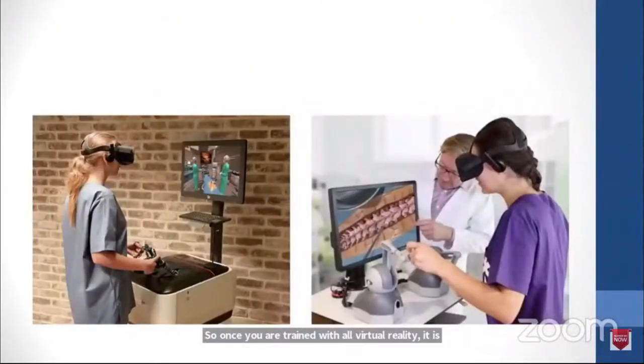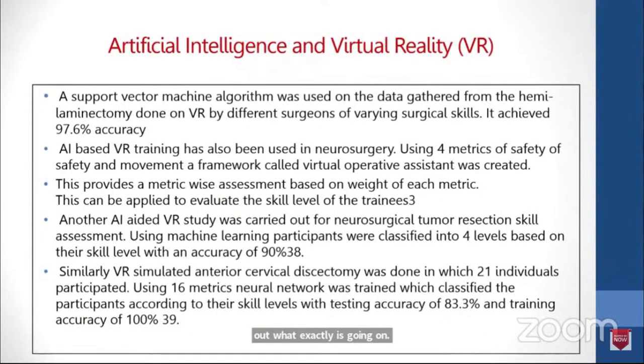Virtual reality is almost coming into the picture, where with Google goggles you can find out what exactly is going on. And then we can have a system where a support vector algorithm was used for, say, hemilaminectomy done by different surgeons of varying skills. So AI-based VR training has been used in neurosurgery using four metrics of safety and movement. This provides a metric-wise assessment based on the weight of each metric, and this can be applied to evaluate skill levels.